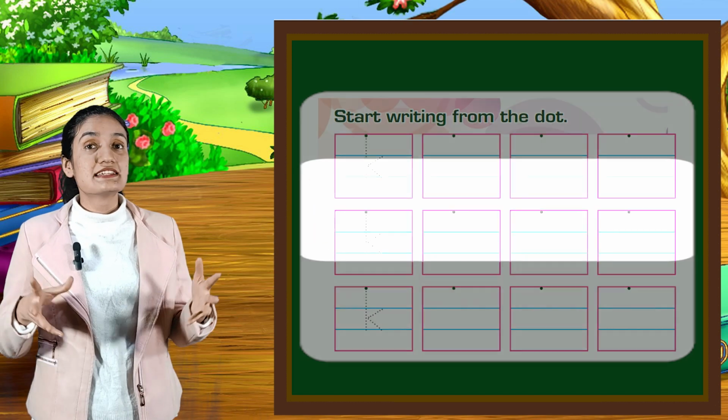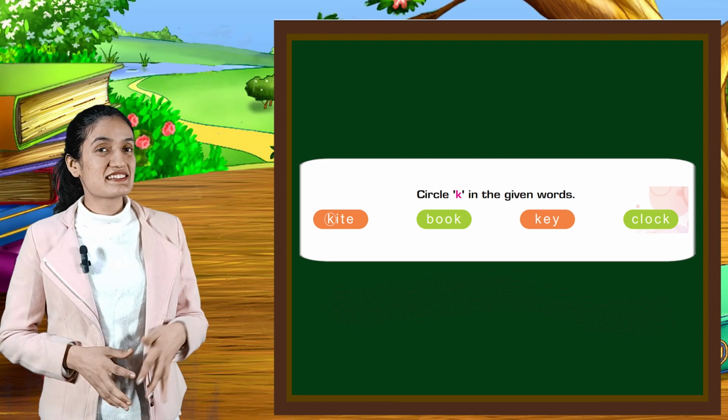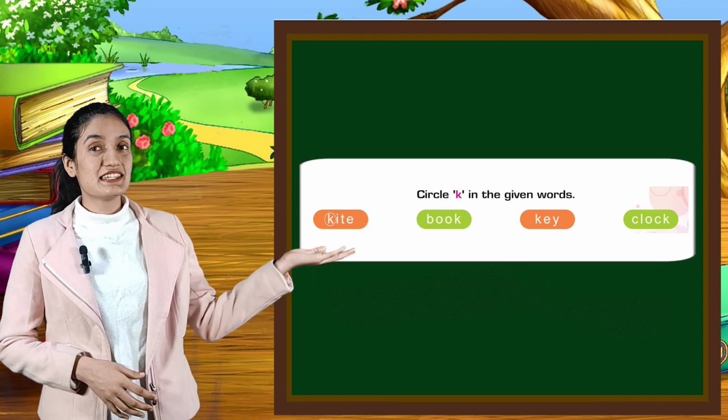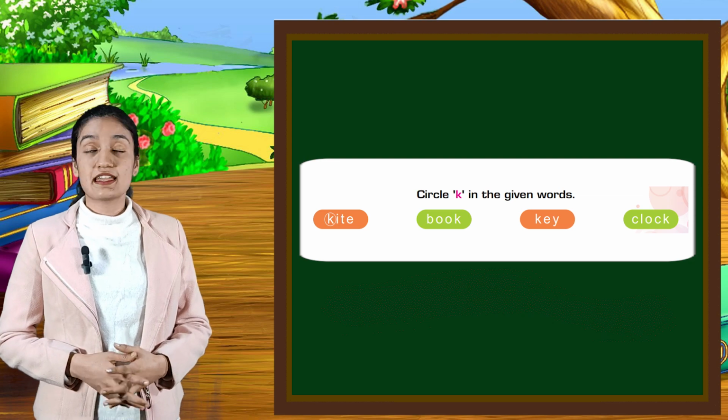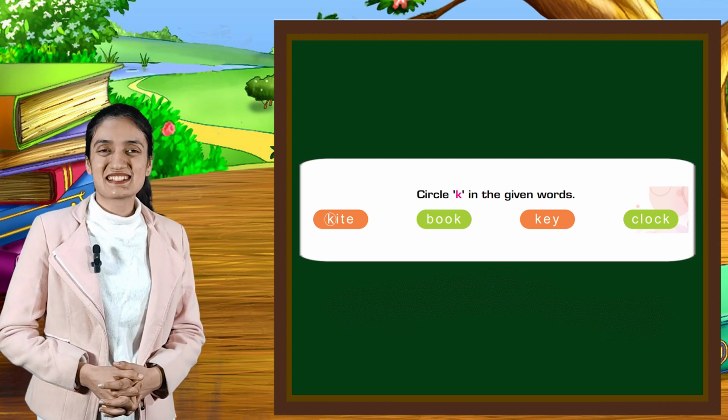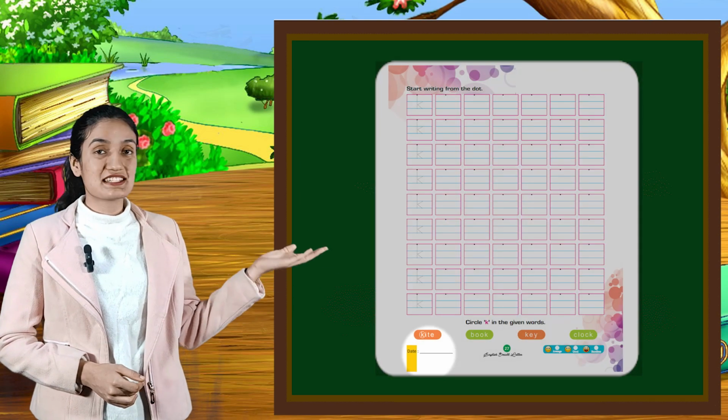And also circle K in the given words. Kite, book, key, clock. So students, can you find K? Good. Circle it and mention the date here.